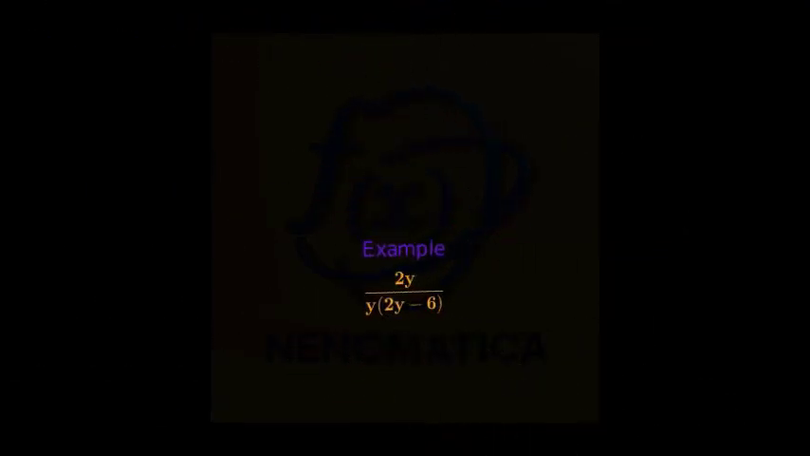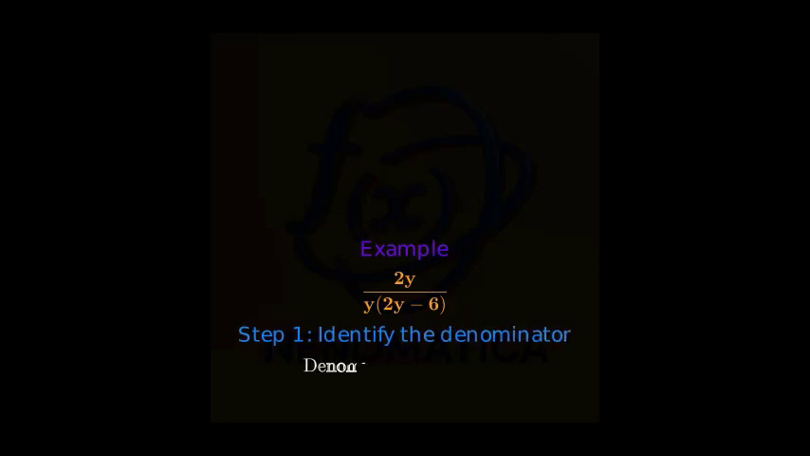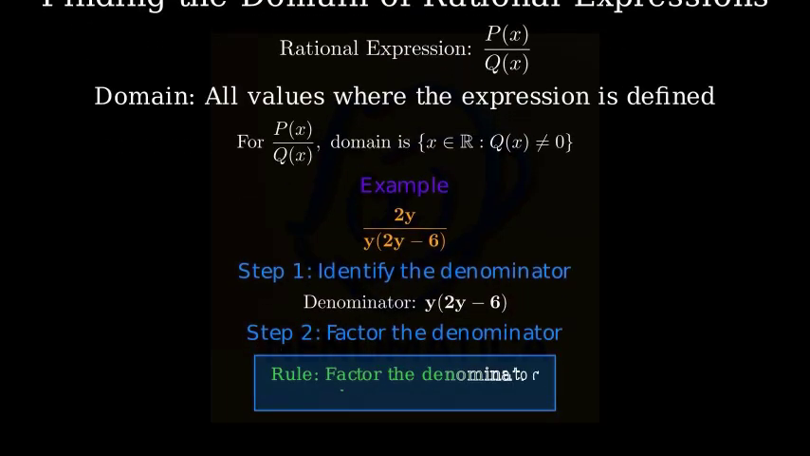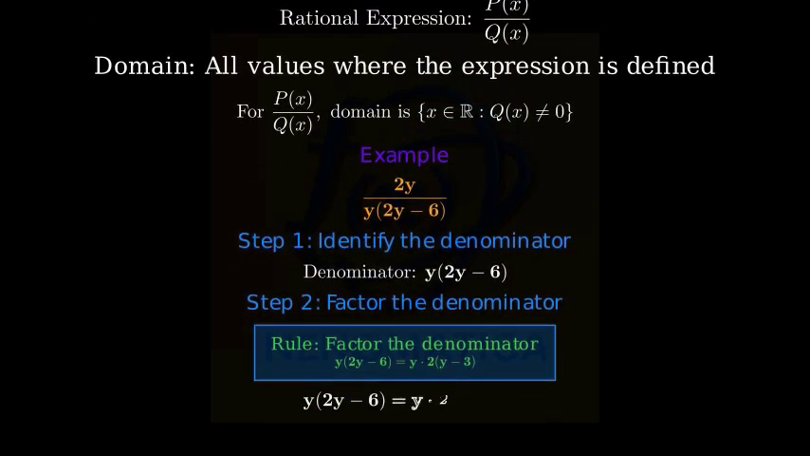We need to find the domain of the rational expression 2y divided by y times quantity 2y minus 6. To find the domain, we need to identify the values of y that make the denominator equal to 0. The denominator is y times 2y minus 6. Let's factor the denominator further. We can take out the common factor of 2, which gives us y times 2 times y minus 3.